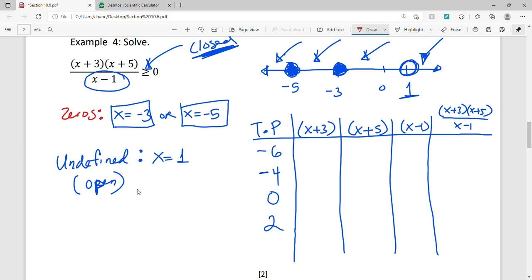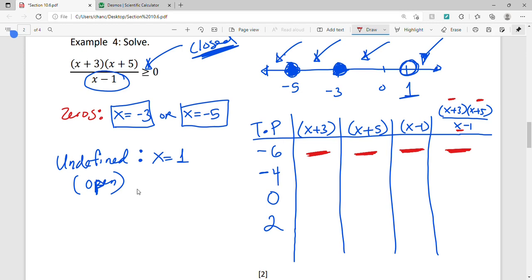Negative 6 plus 3 is a negative result. Negative 6 plus 5 is a negative result. Negative 6 minus 1 is a negative result. And on the right here, we're looking at a negative times a negative divided by a negative. This is going to give us a negative overall.